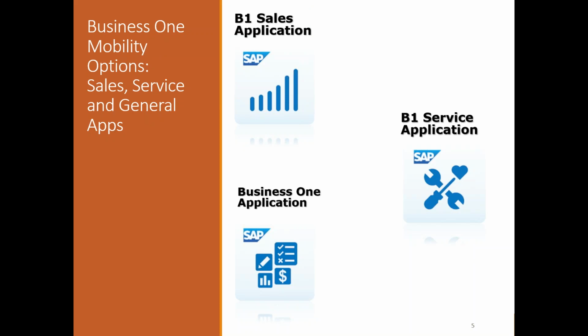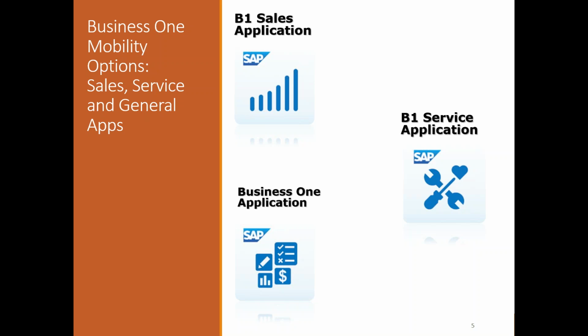So basically, there are 3 apps available. The one at the bottom, the Business One application, is the main one that is available to all clients, SQL and HANA. There are 2 apps that right now available only for HANA. It's on the roadmap to have them available to SQL clients as well. And we are looking at Sales App and Service App.